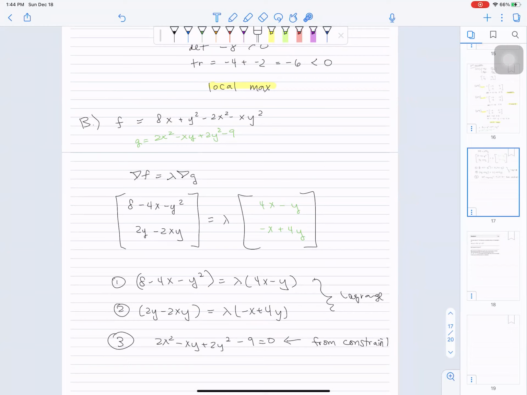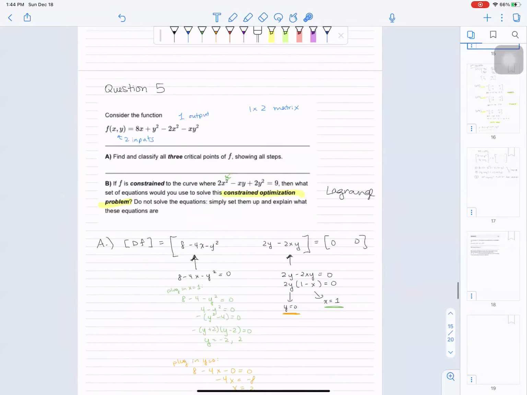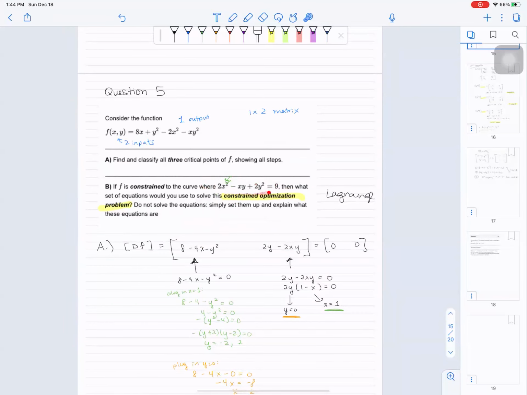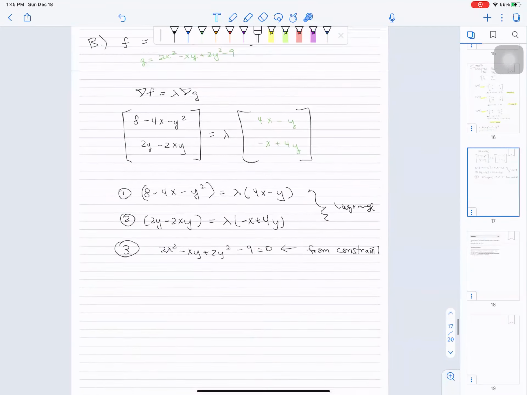Wait, can you go over the third one again? I got confused there. Yeah, so for the third, I always have my equations from Lagrange, and then the last one is the formula from my constraint equation. So that was this equation. I just wrote it with the minus 9 equals 0, but you can also write equals 9 if you want. All right, thank you.